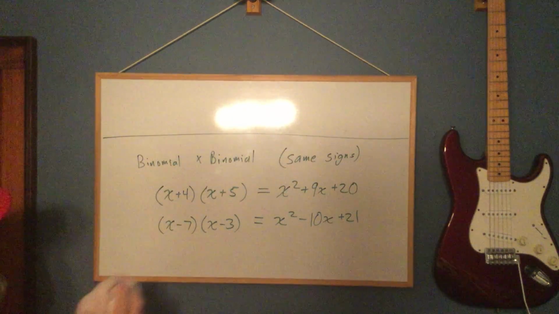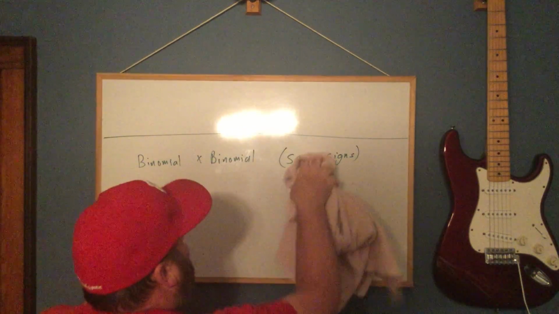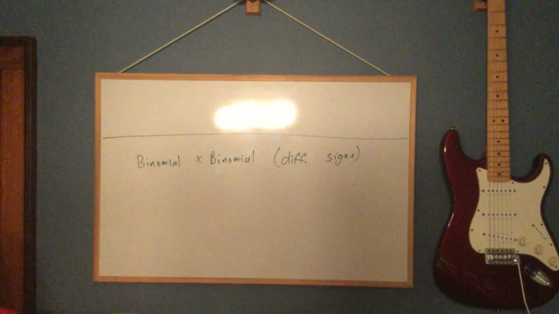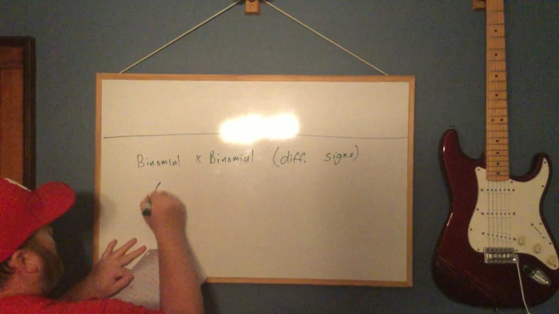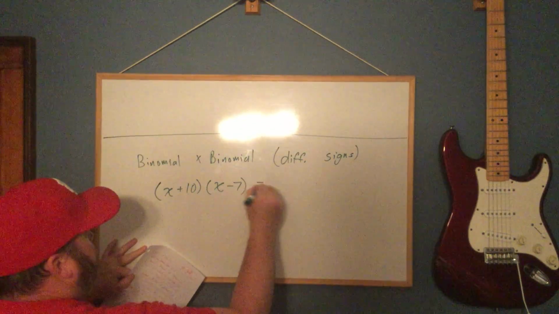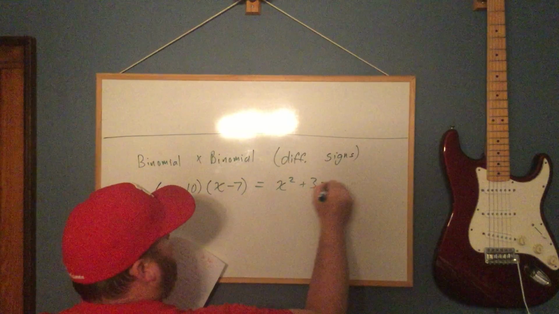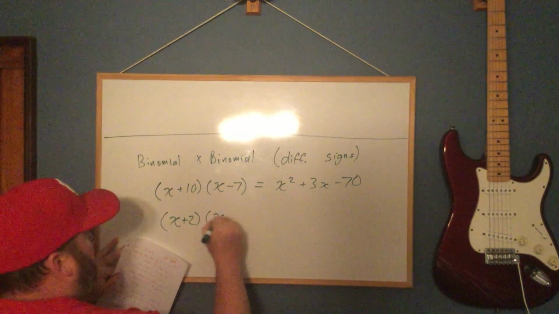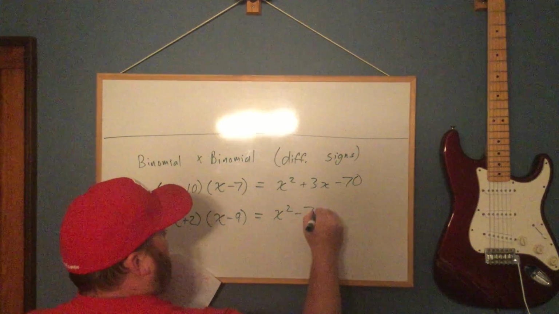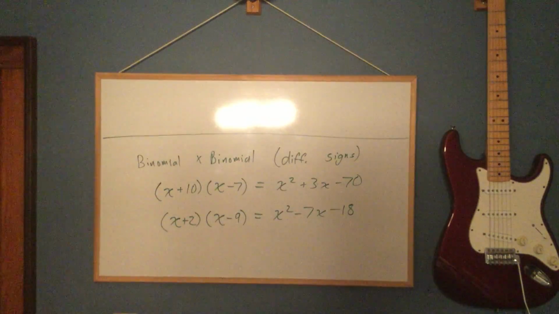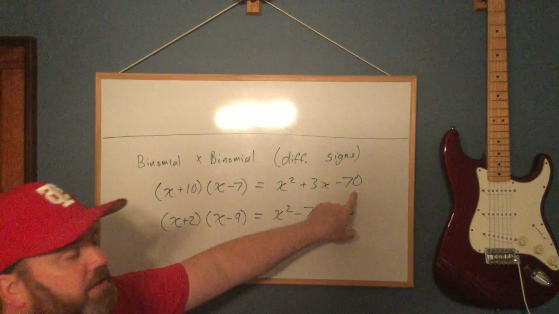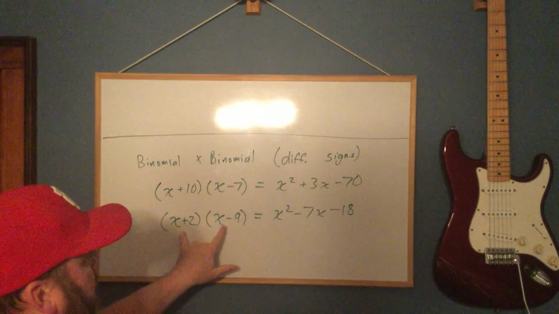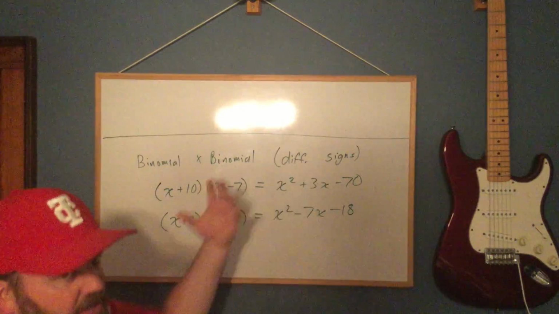Now, if we take a binomial times a binomial, and instead we have different signs. So for instance, x plus 10 and x minus 7, that should give us x squared plus 3x minus 70. Or if we had something like x plus 2, x minus 9, okay, that should give us x squared minus 7x minus 18. So notice when I had different signs, because this last number is my product, I ended up with a negative both times. So when we think backwards, if I see negative here, I'm automatically going to know that there's different signs. If I see positive here, I'm automatically going to know that they should be same signs.